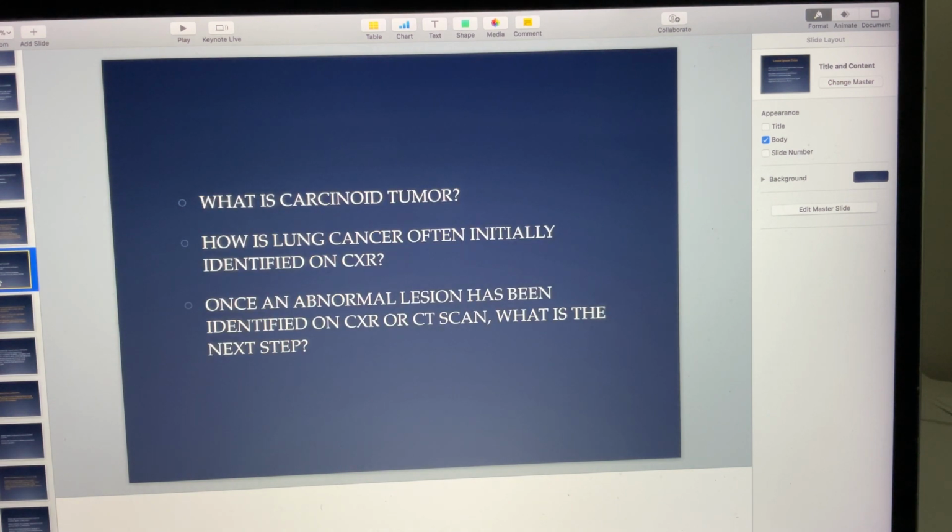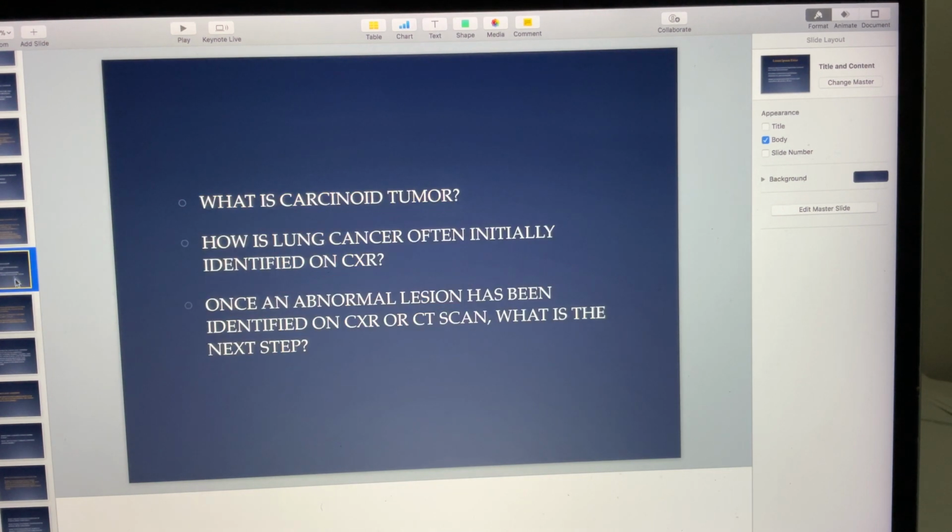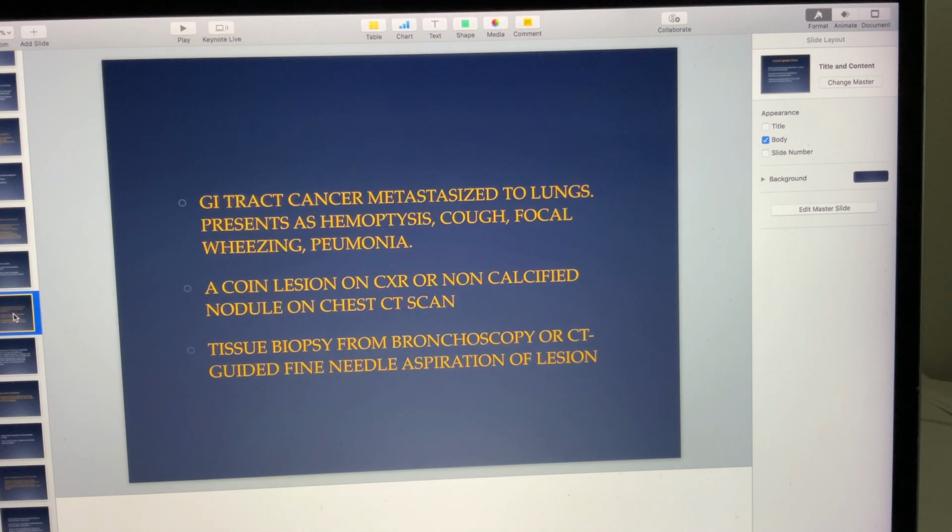Next question, what is carcinoid tumor? How is lung cancer often initially identified on chest x-ray? And then the next question is, once an abnormal lesion has been identified on chest x-ray or CT scan, what is the next step? Okay. So what is a carcinoid tumor? It's a GI tract cancer that metastasizes to the lungs. It presents with hemoptysis, cough, focal wheezing, and pneumonia. Sorry, I spelled that wrong.